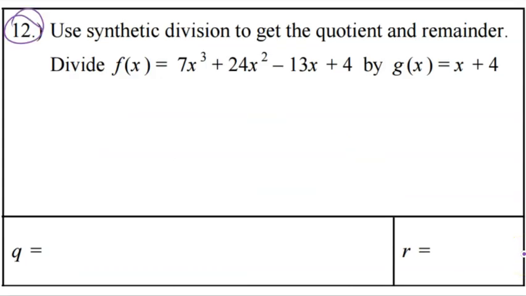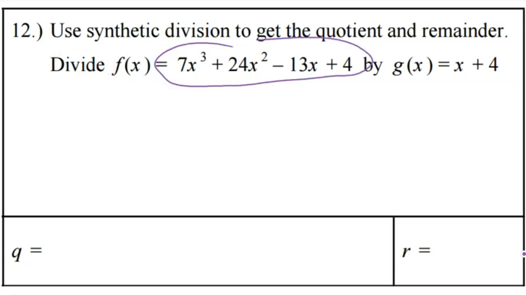Okay, let's look at question number 12. It says to use synthetic division to get the quotient and the remainder. And we're going to write the quotient down here and the remainder over here. The quotient is going to be a polynomial, and the remainder is just going to be a number. Okay? And so we're going to use synthetic division to divide f of x.